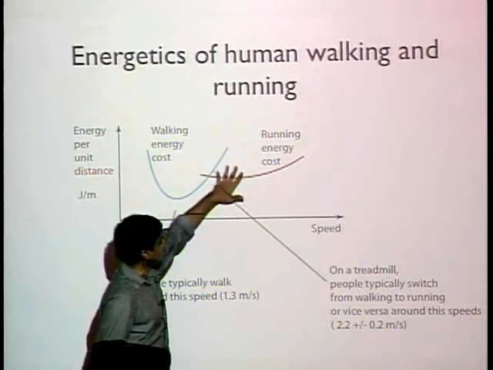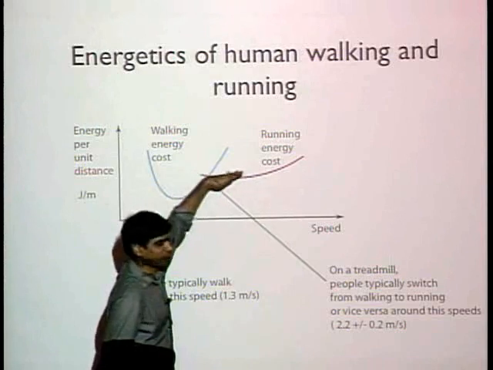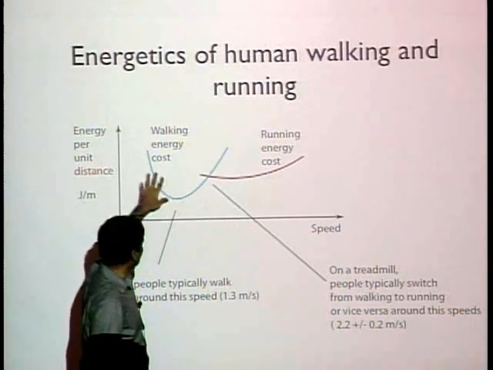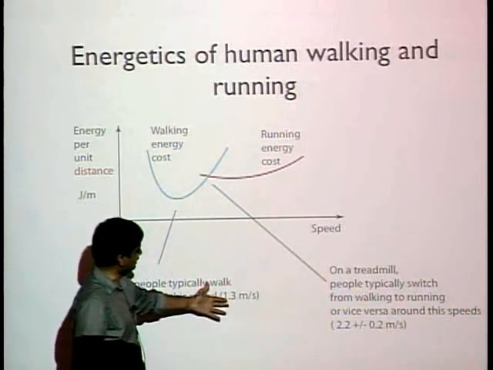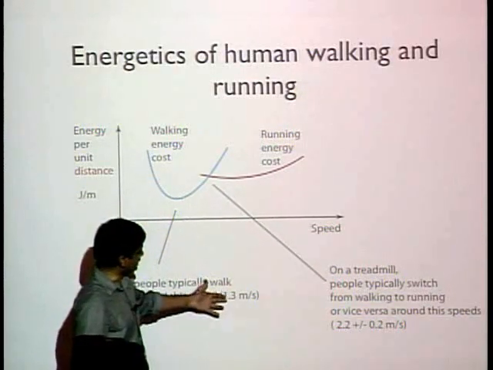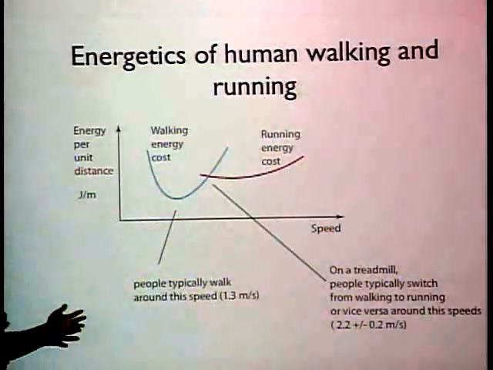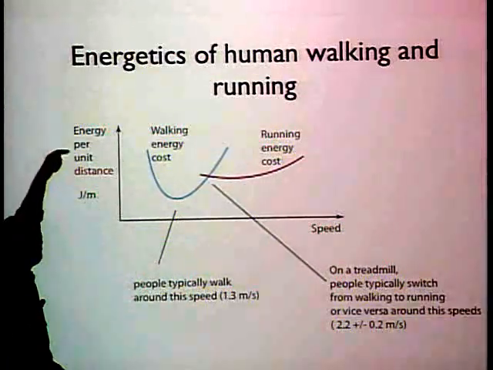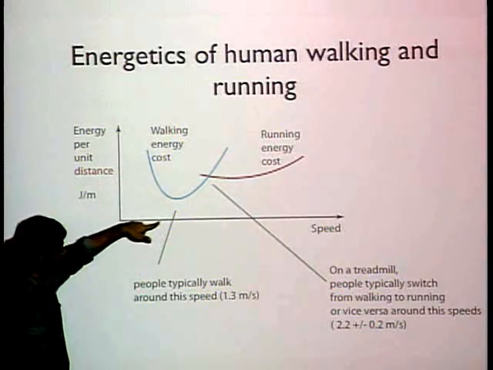The running energy cost, again, there is some controversy as to whether or not there is an actual minimum or whether it's pretty flat. But walking definitely has a very clear minimum, and this minimum happens to be roughly at a speed of 1.3 meters per second. It differs for different people and so on. But what does this mean? It means energy per unit distance is minimized at about 1.3 meters per second.